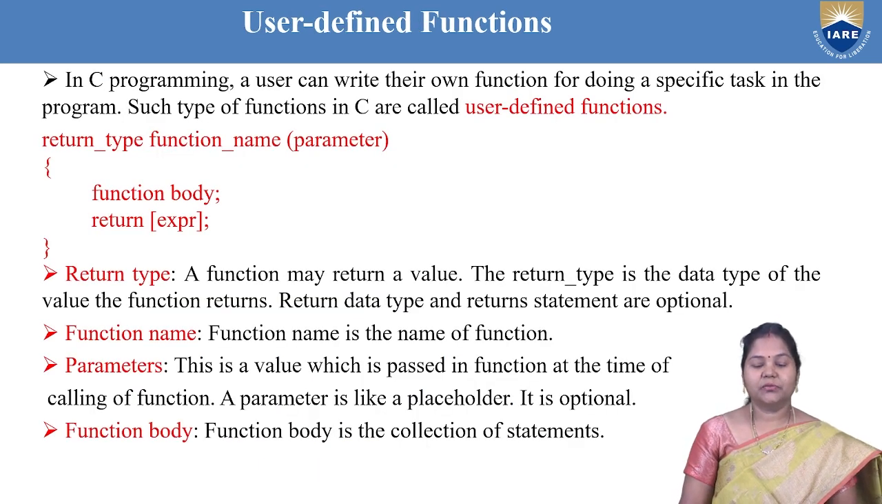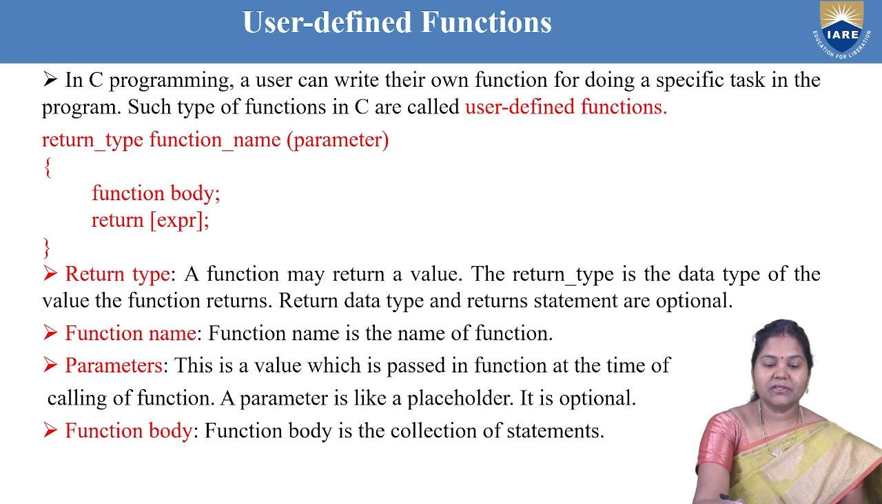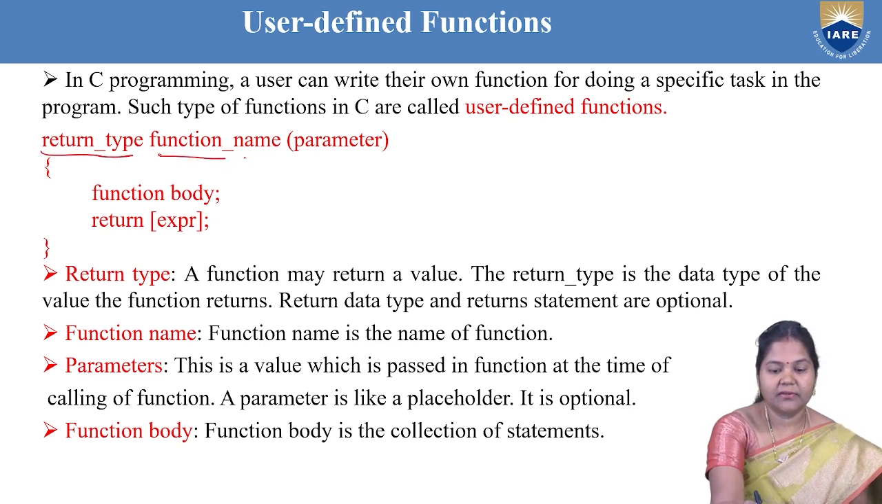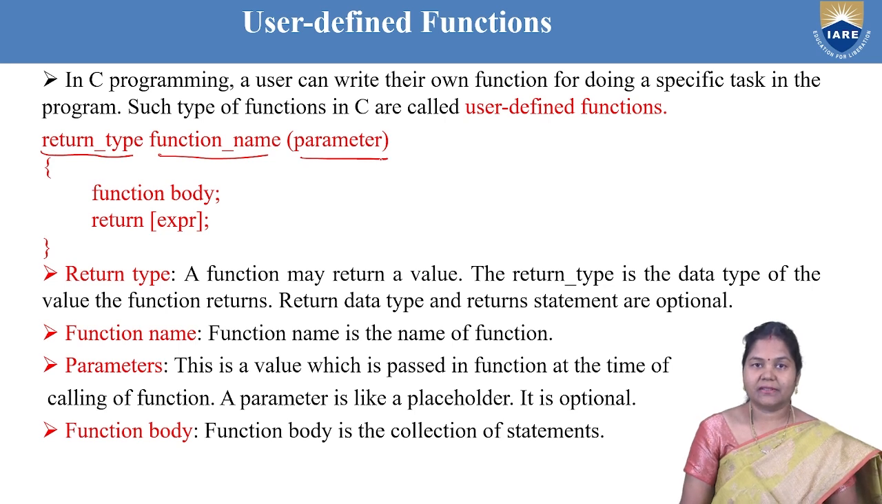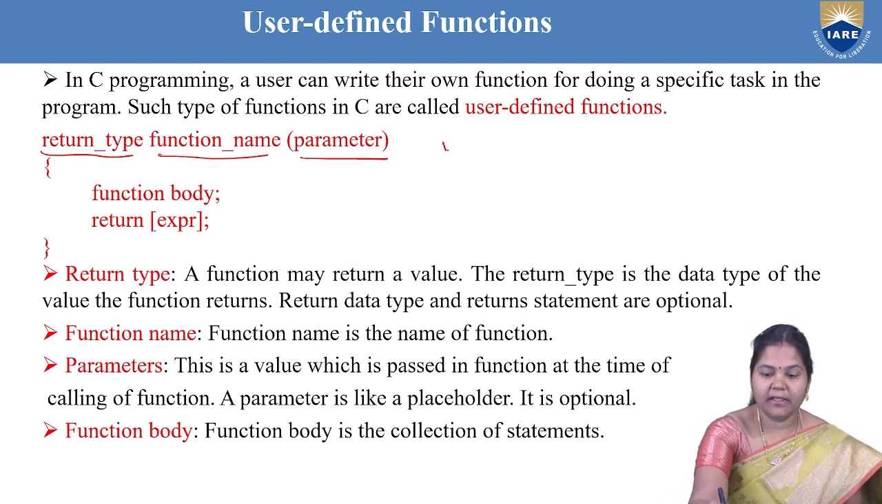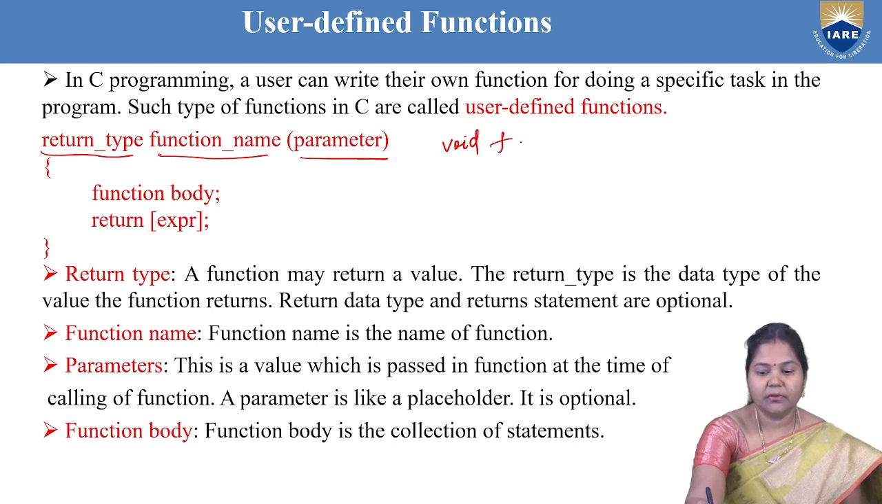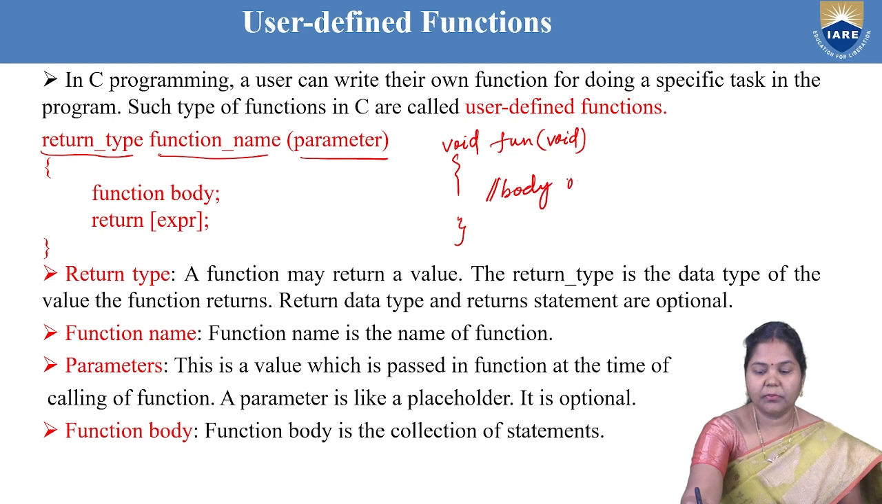Now, how to write a user-defined function? To write a user-defined function, we have to follow a particular syntax. First is the return data type, followed by the function name and the list of arguments or parameters. Here, for the return data type, if the function returns nothing, then you can write void. Void is a valid keyword which is used for mentioning the return data type, and also used to mention the parameter list. If the function returns nothing, you can write void for the function. If it takes no arguments, you can also write void there, and then you write the body of the function. This is called the body of the function.